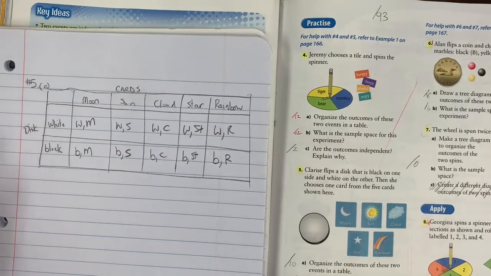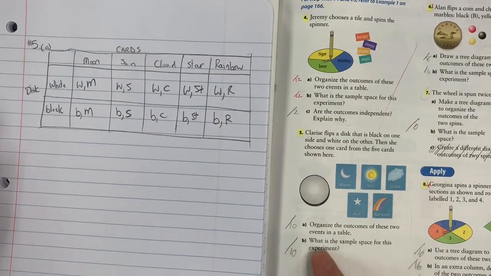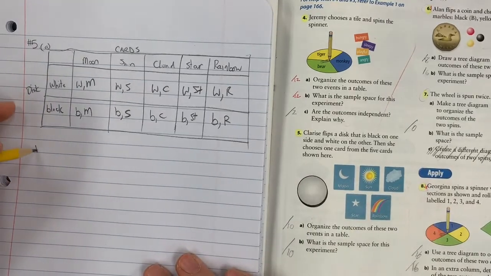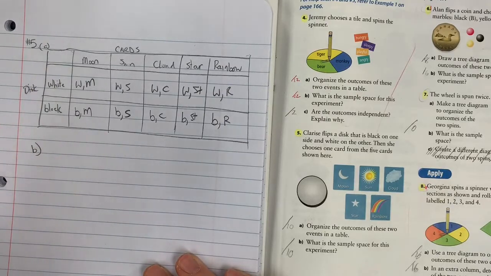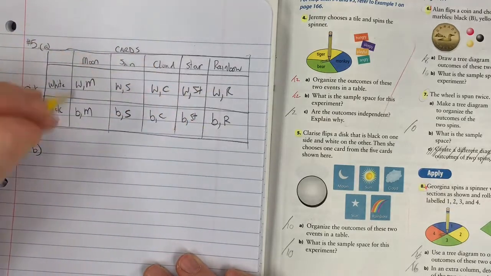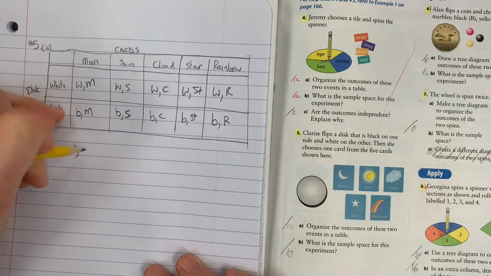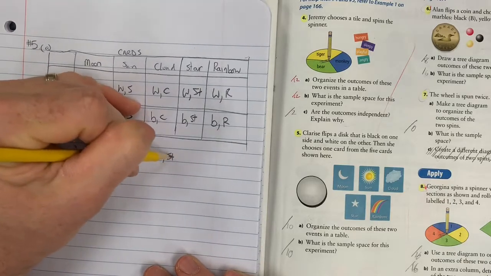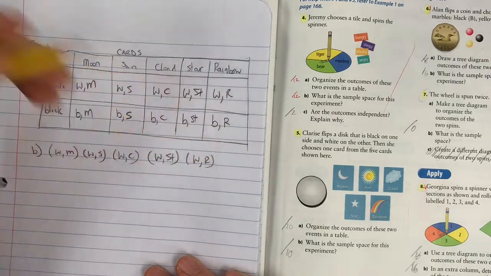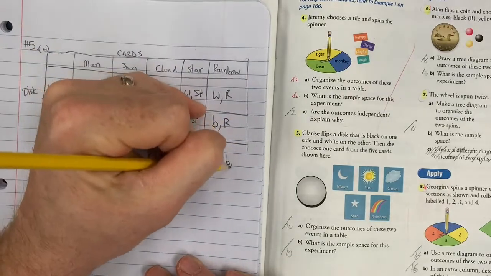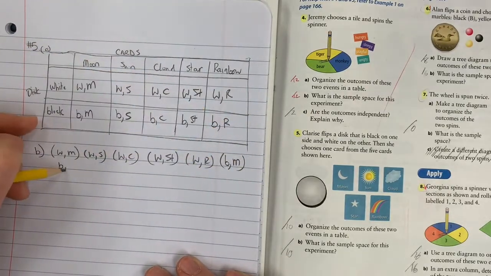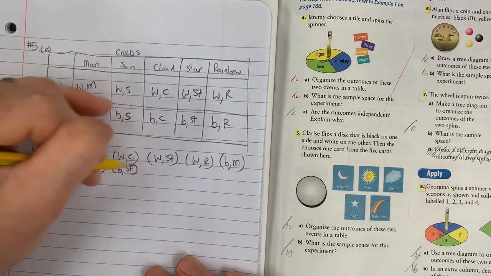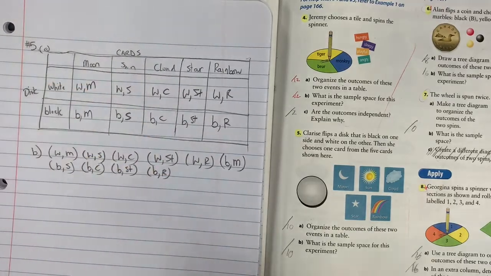Part B says, what is the sample space for this experiment? Now this is where some laziness kicks in, so we've got to be careful here. Part B, when we have the sample space, they're listed in brackets. So again, you're going to take all these possible outcomes and you're going to list them. WM, WS, WC, WST, WR, BM, BS, that's a good one, BC, BST, and BR. There's my sample space. Done.